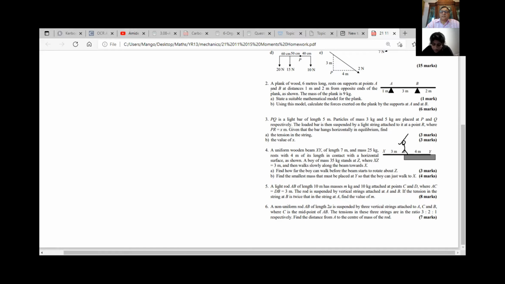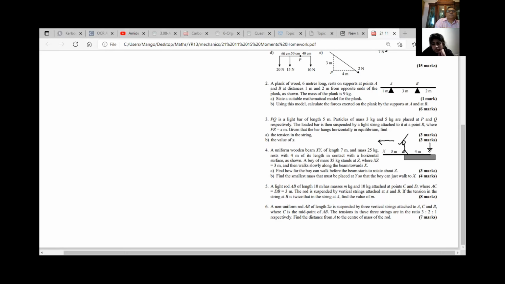So just at the edge, and then he walks slowly along the beam towards X. Find how far the boy can walk before the beam starts to rotate about Z. So this is like a tilting position. Part B is find the smallest mass that must be placed at Y so that the boy can just walk all the way to X without it tilting. A tilting example.